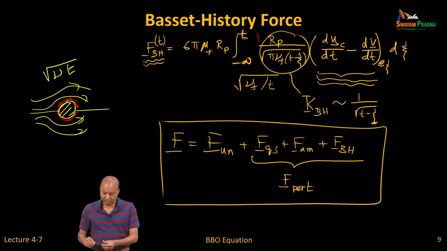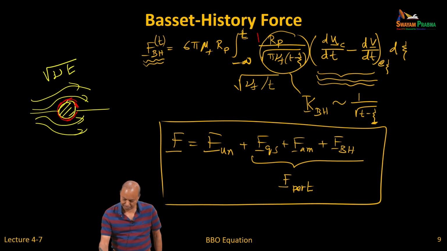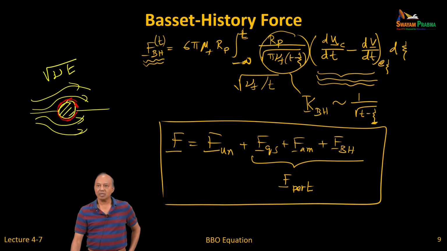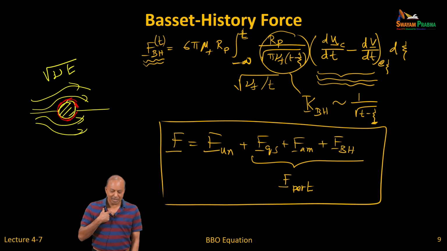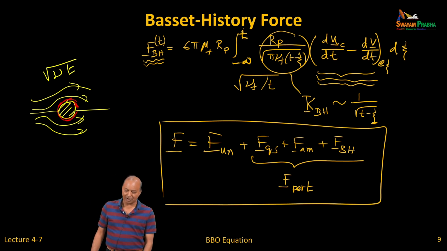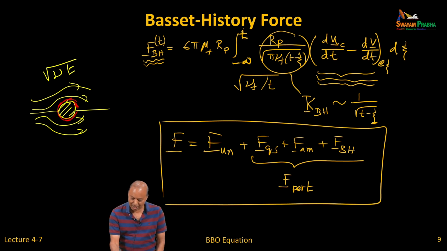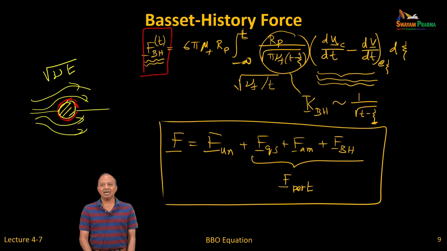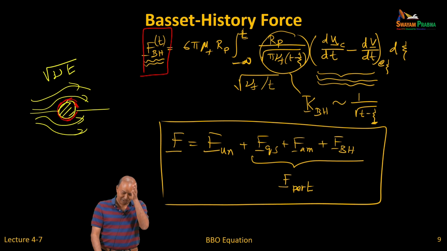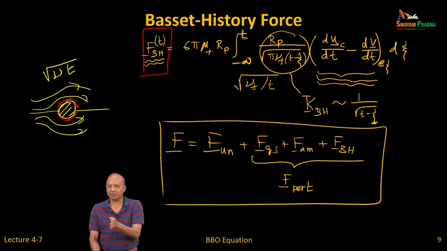Okay. Good question. So the limit here is from minus infinity. That's right. I will explain. I rushed through. What we are trying to calculate is the Bassett history force, which is due to boundary layer growth, at some time t. So a particle is asking a question: hey, Bassett history, what is my force right now?